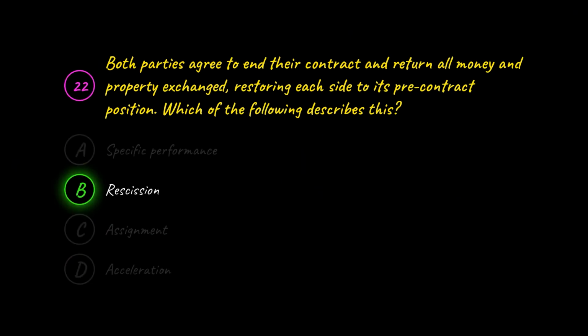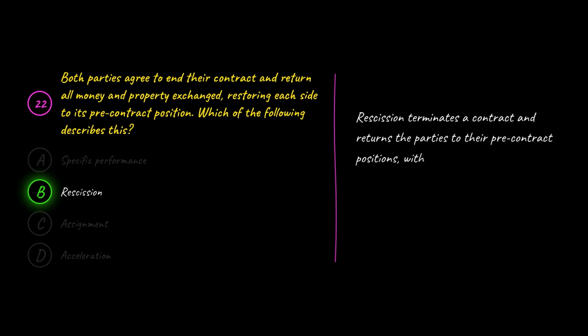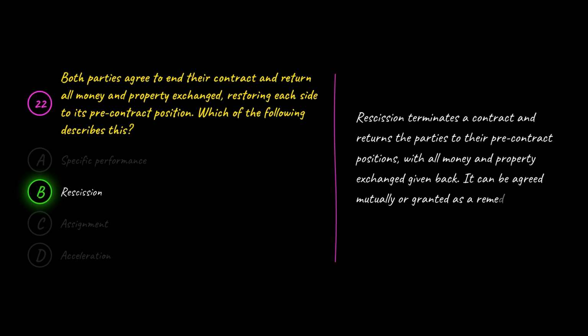The correct answer is B. Rescission. B is correct because rescission terminates a contract and returns the parties to their pre-contract positions with all money and property exchanged given back. It can be agreed mutually or granted as a remedy for misconduct.